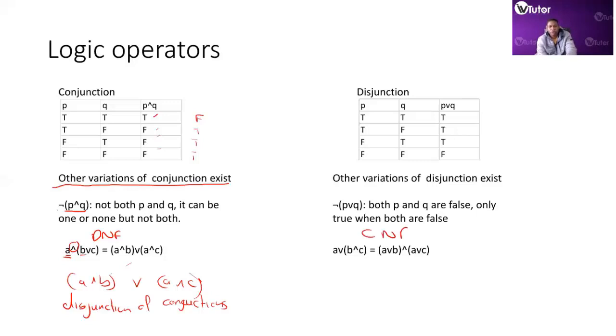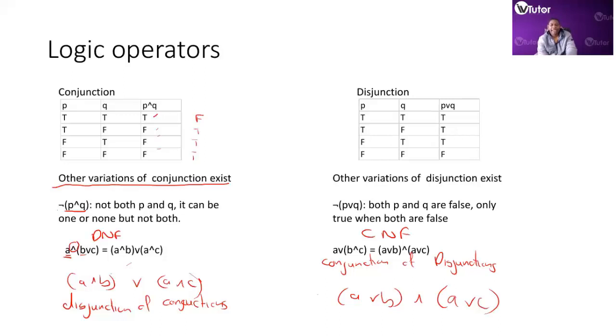The closely related cousin is conjunction normal form, which is a conjunction of disjunctions. So what do we have? We've got a conjunction of disjunctions inside the bracket. So A or B and C, you are going to have A or B and A or C.